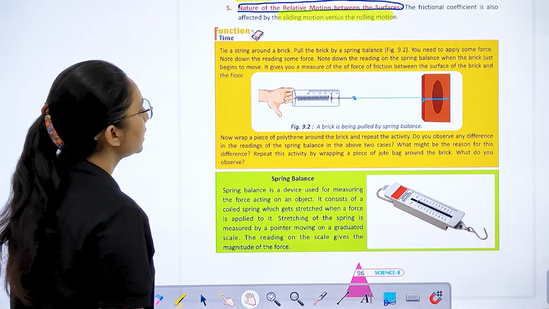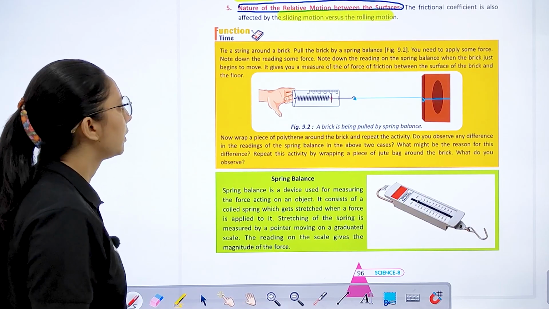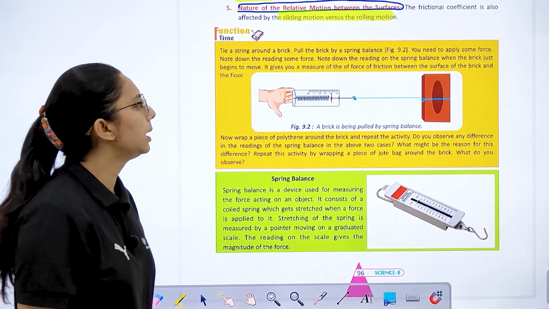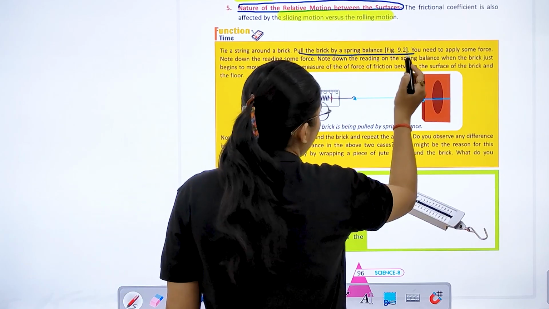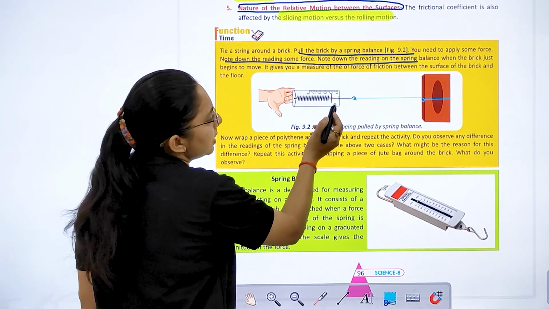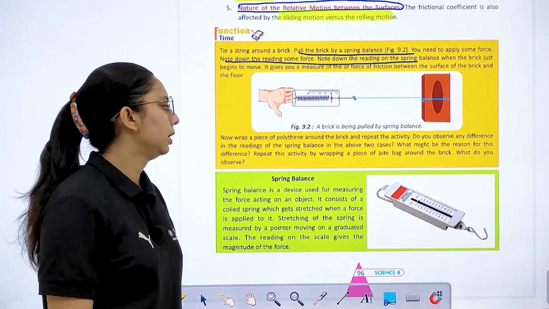Now here, for the activity, you have to take a string, right? And a brick, and you have to pull the brick with a spring balance, and you need to read the same force. You will see here that as you pull it, the reading changes, right?